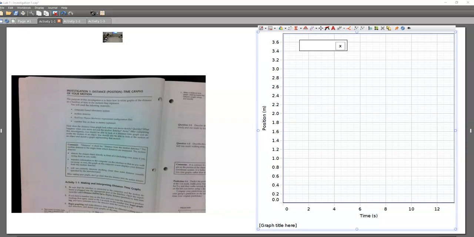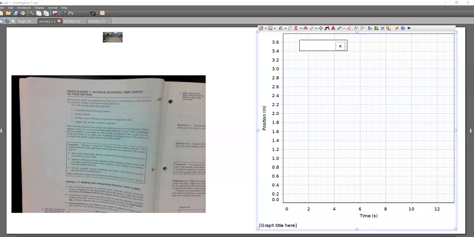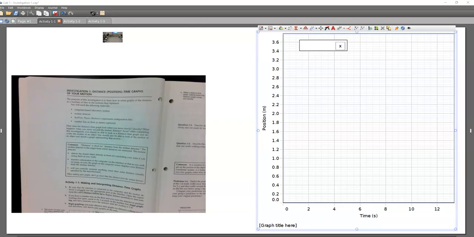Comment. Distance is short for distance from the motion detector. The motion detector is the origin from which distances are measured. The motion detector detects the closest object directly in front of it, including your arms if you swing them as you walk, and transfers information to the computer via the interface. The graph on the computer screen displays your distance from the motion detector, and it will not correctly measure anything closer than some distance. So in this case, if it's within about 30 centimeters, the motion sensor doesn't see it. If it's beyond 4 meters, the motion sensor won't see it. So far, so good, right?